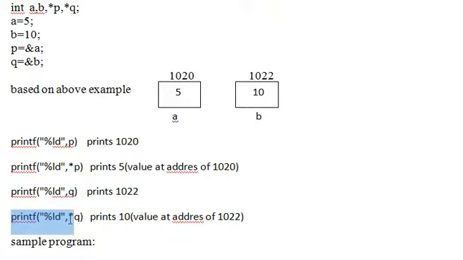Next, printf %ld comma *q. So q is the pointer variable. In q it is having the address 1022. When we are giving star before a pointer variable, it gives the value from this particular address. The value at address 1022 is 10. So it prints the value 10.